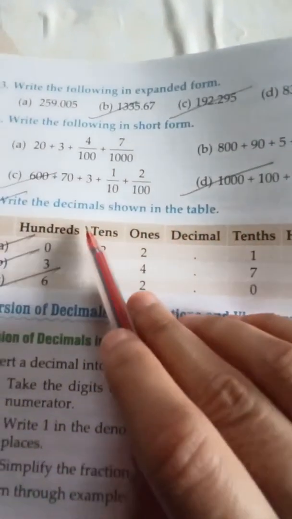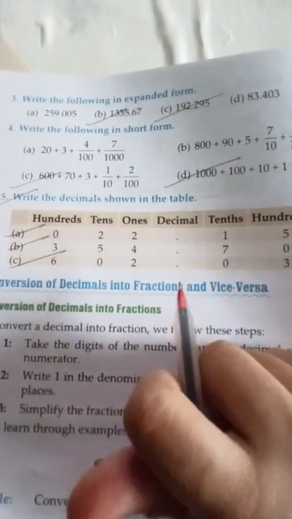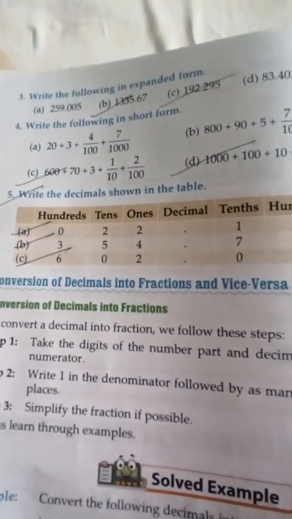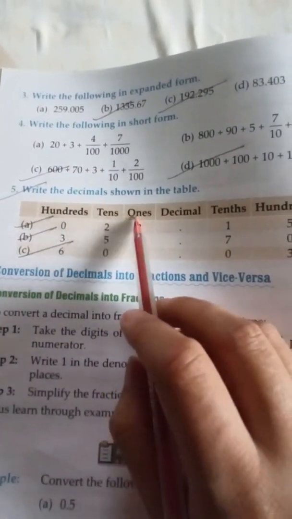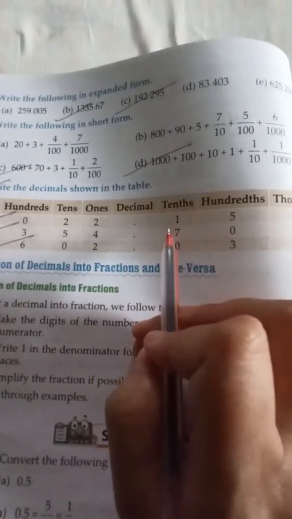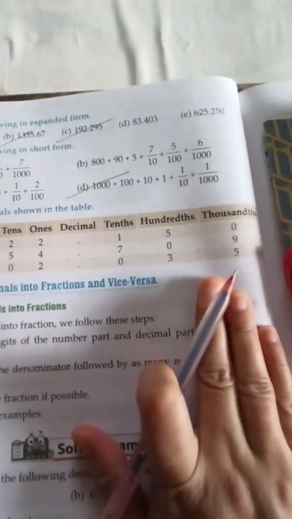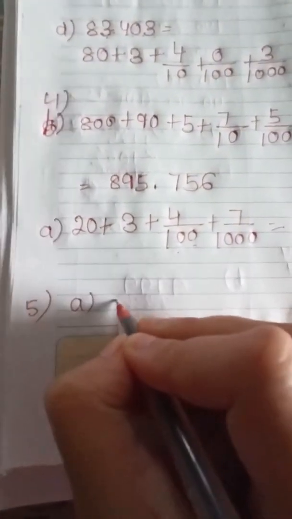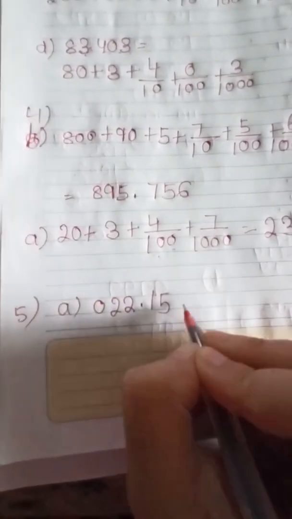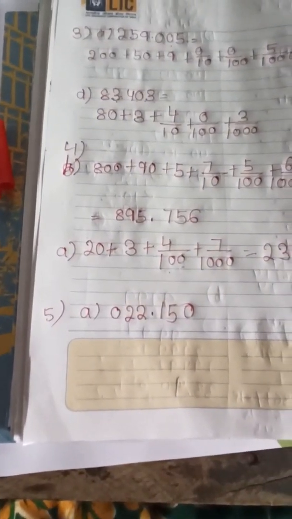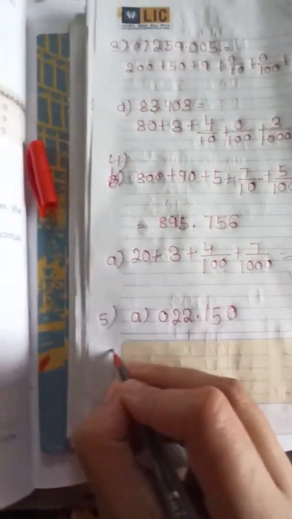Okay. Now come to question number 5. Very easy. Write the decimal shown in the table. This is written in table form and you have to write it in decimal form. So I will show you question number 5. Hundreds place is 0, tens place is 2, ones place is 2, and after the decimal, tenths is 1, hundredths is 5, and thousandths is 0. So you will write here 0, 2, 2. Now put the point, 1, 5 and 0. Simple, na? Very easy.